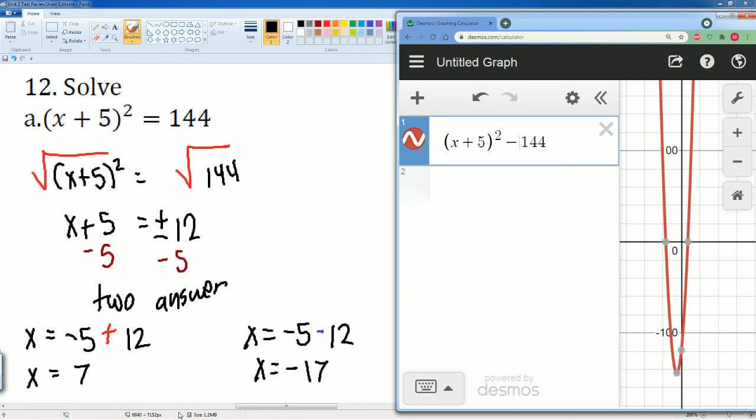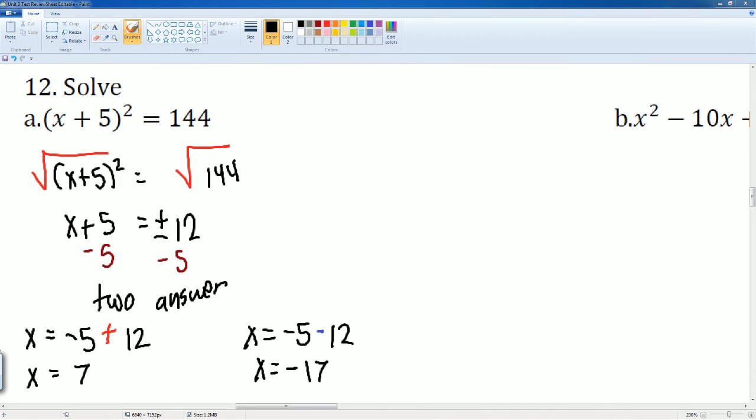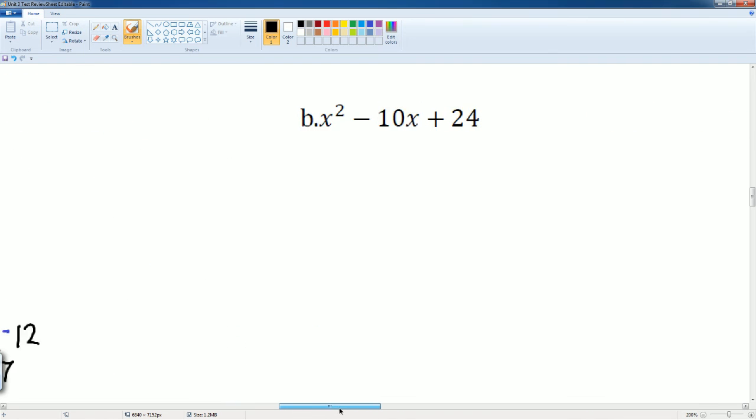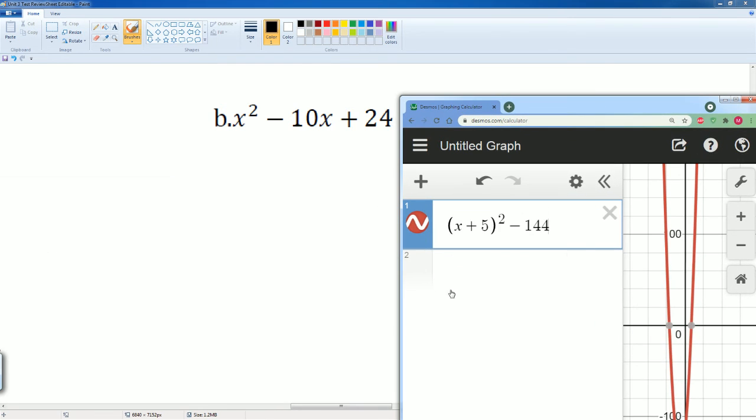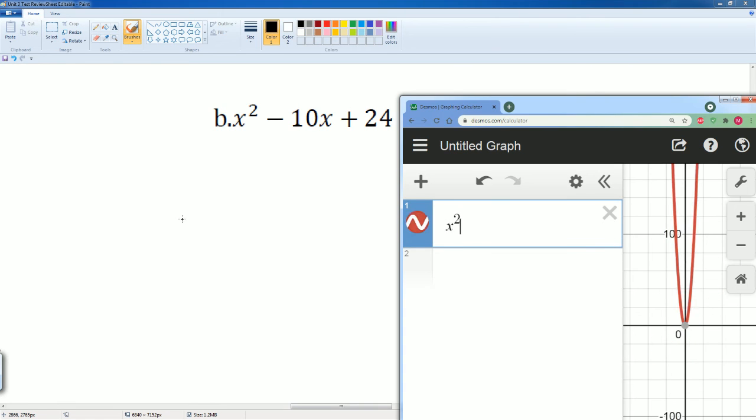There you go. All right, the next one, x squared minus 10x plus 24. Again, diamond method, complete the square, doesn't matter. I'm going to make my life easy by just graphing it. X squared minus 10x plus 24.